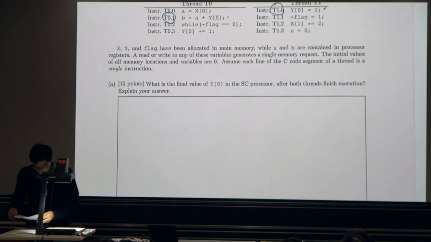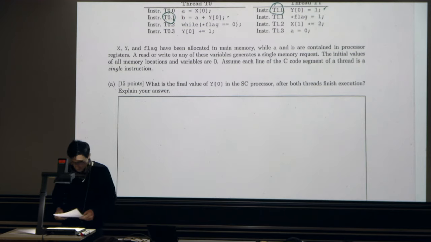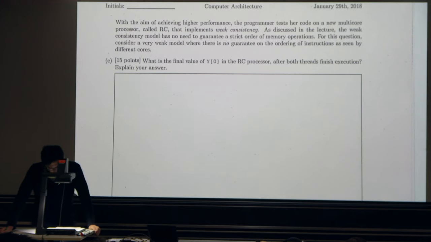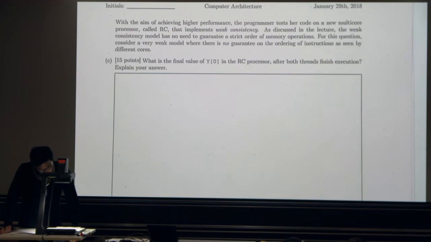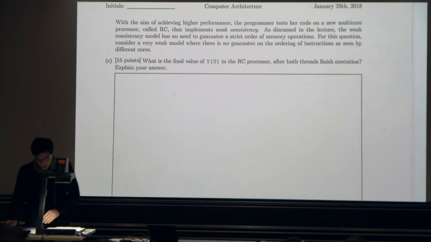Okay, now what do we have next? It's part C. And part C says, with the aim of achieving higher performance, the programmer tests her code on a new multi-core processor called RC that implements weak consistency. As discussed in the lecture, the weak consistency model has no need to guarantee a strict order of memory operations. For this question, consider a very weak model where there is no guarantee on the ordering of instructions as seen by different cores. What's the final value of Y0 in the RC processor after both reads finish execution? Explain your answer.